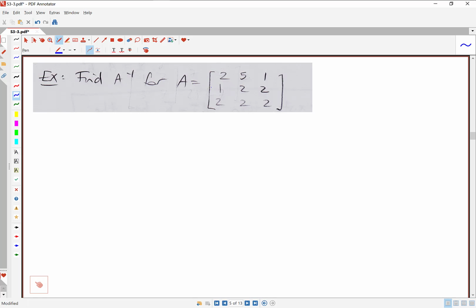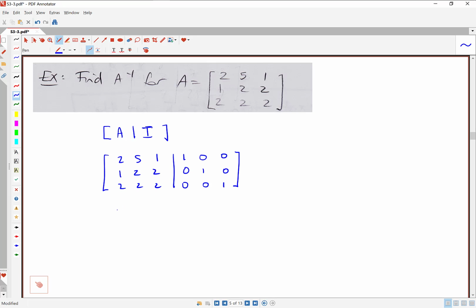We're going to find A inverse for the following matrix A. So we're going to start off the process just by writing down the matrix A, and beside that, write down the identity matrix of the same size. So there we go. And then we're going to go through a sequence of row operations to produce the identity matrix on the left side.